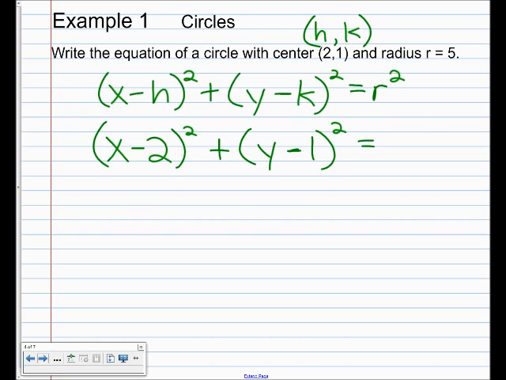Now, is it going to be equal to 5? No. What's it going to be equal to? 5 squared, which is 25. So that is the equation for this circle. Any questions? That's it. It said to write the equation of a circle. Boom, there's the equation for that circle. You could leave it as 5 squared, but go ahead and just get in the habit of squaring it.